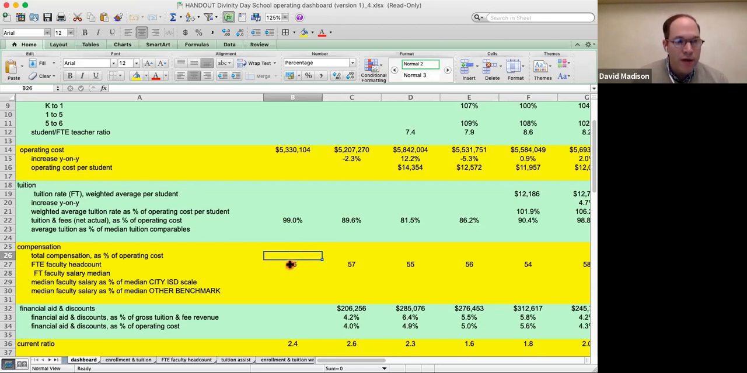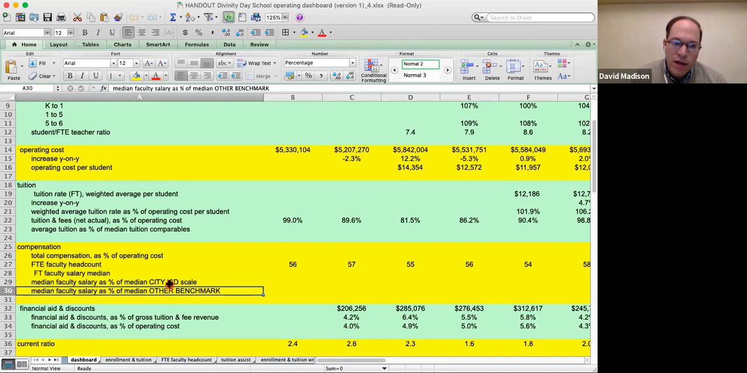So we've got a place for you to also track full-time faculty salary median. And if you want to benchmark, we've got two places in here for you to put what percentage of your median faculty salary is compared to your local ISD, or if you want to benchmark against other private schools or other schools in the association, you can collect that information and put it there as well. So for example, this is where you would put, we're at 80% of the local ISD, and we're at 100% of what other private schools are paying.